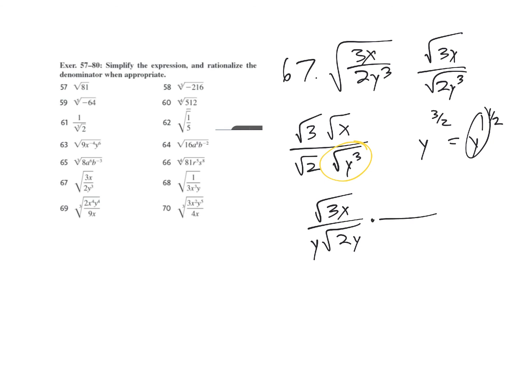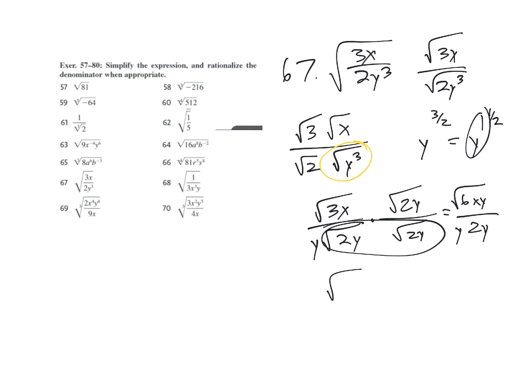But we need to rationalize the denominator, so we're going to multiply both sides by the square root of 2y. And we get the square root of 6xy on the top. On the bottom we have y, and these two radicals cancel each other out, leaving just a 2y. So on top is the square root of 6xy, on the bottom is 2y squared. And that is the final answer.